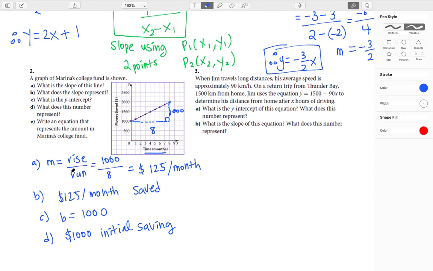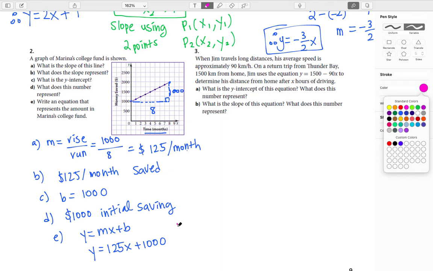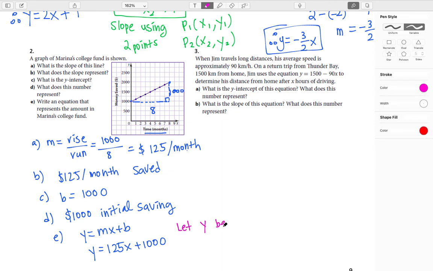And then letter E, write an equation that represents Marina's college fund. So we know that y is equal to mx plus b. So we're going to plug in slope and y-intercept. So y is equal to 125x plus 1,000. But we do have to say what y and x represent. So we have to say let y be the dollars saved, or amount that she saved, and let x be the number of months.